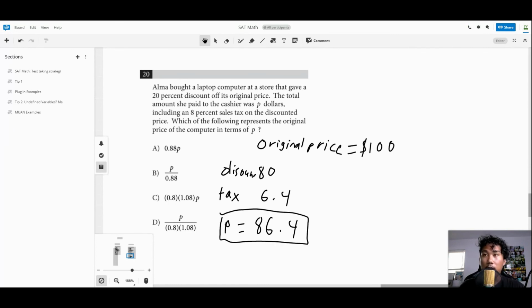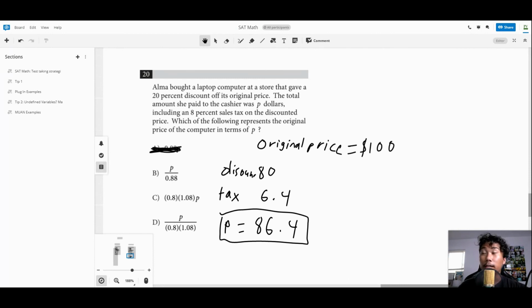Now what we're going to use this information for is to substitute it into our answer choices. And so if I plug in 86.4 into my answer choice and get 100 as the end result, then that answer choice is the correct answer. So let's start with A. 0.88 times 86.4 is 76.03, which is wrong. So A is out of here.